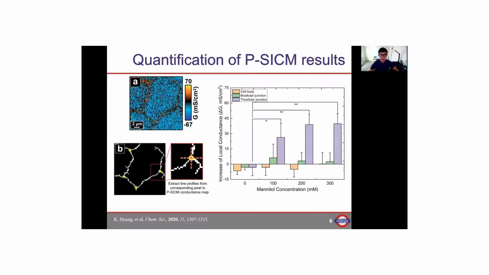To quantify this effect, we utilize a computer vision algorithm which can help us extract the tight junction area automatically and then calculate the local conductance average at the different cell regions. Shown on the right is the quantified result. We can see that the tricellular junctions' local conductance increased significantly after the treatment of mannitol, while the bicellular junction and the cell body did not.